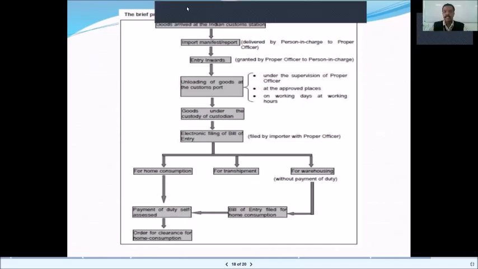You can see that goods arrive at the Indian customs station. There is an import manifest or report delivered by the person in charge to the proper officer. Entry inwards is granted by the proper officer to the person in charge. Unloading of goods at the customs port takes place under the supervision of the proper officer at the approved places on working days at working hours. Then goods are under the custody of the custodian, and then the electronic bill of entry is filed by the importer with the proper officer, and then the goods can be released either for home consumption, for transshipment, or for warehousing.